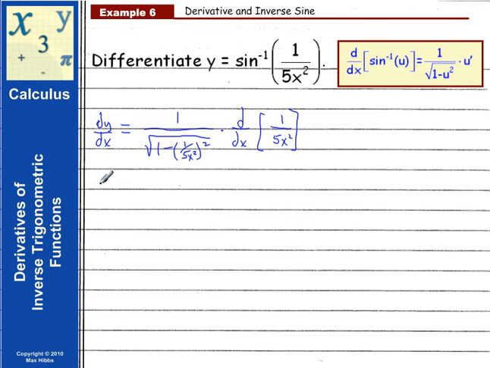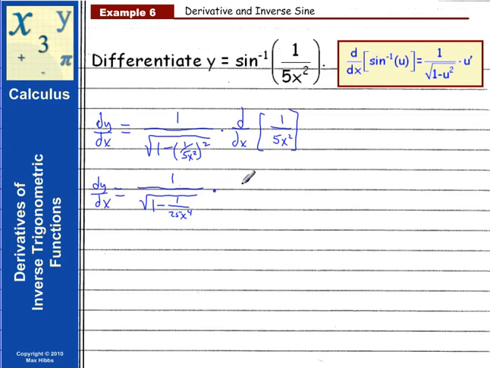Well, as we move to the next line and we ponder what we've written, to begin to look how we might simplify this, of course we need to square this fraction. So we'll have 1 divided by the square root of 1 minus, when we square 1 we get 1, when we square 5x squared of course we get 25x to the fourth. So this is 1 over 25x to the fourth that's under this square root. And then times the derivative here.